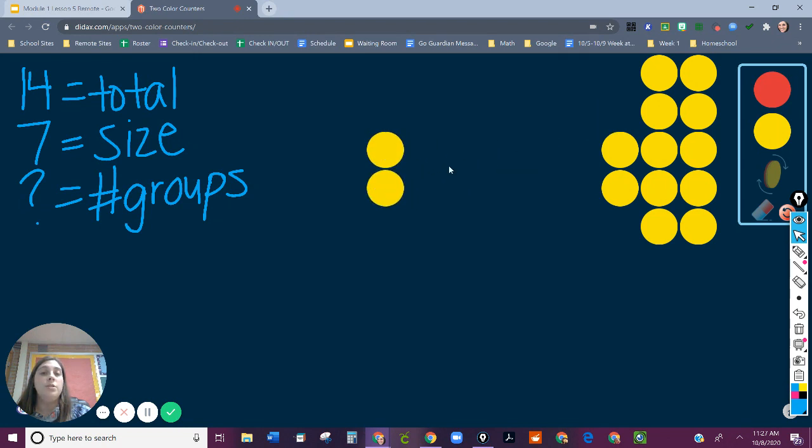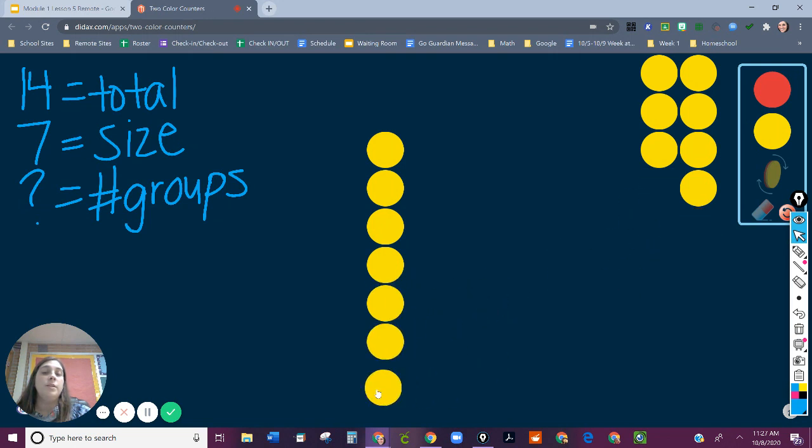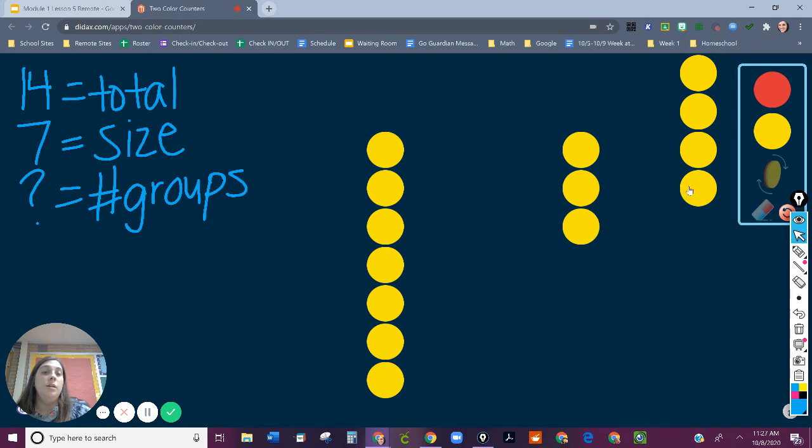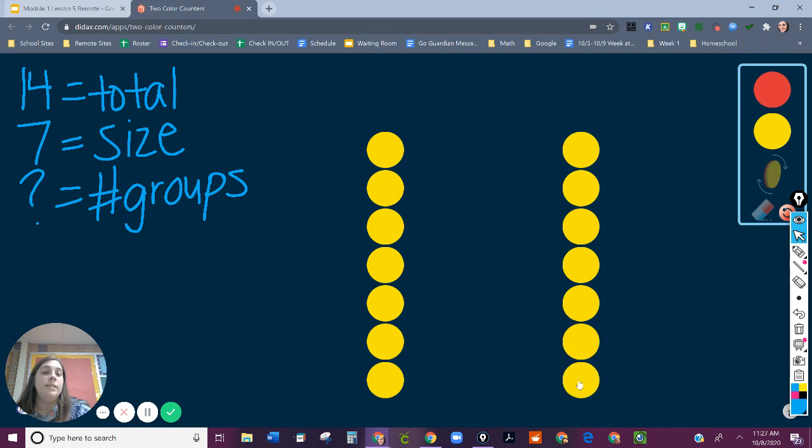1, 2, 3, 4, 5, 6, 7. Now I'm going to start a new group. 1, 2, 3, 4, 5, 6, 7. I had 14 total counters. I put them into groups of 7. And now, can we tell how many groups there are?